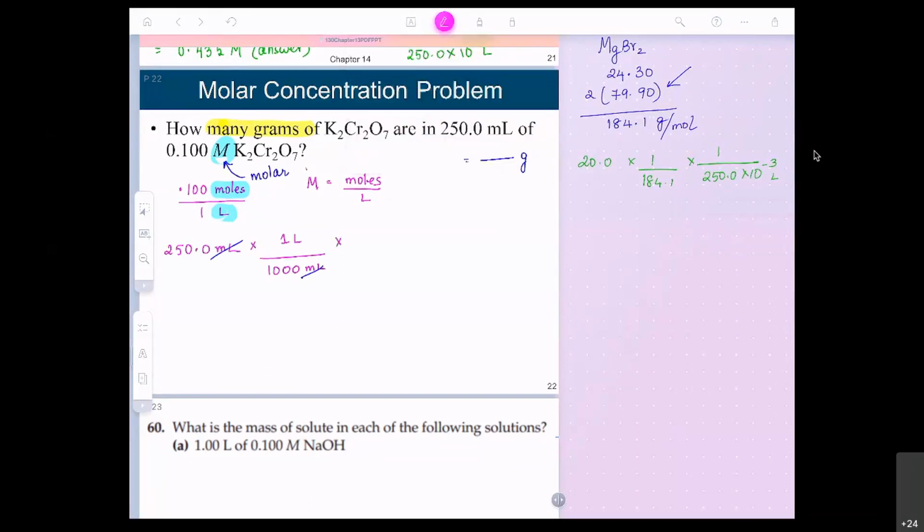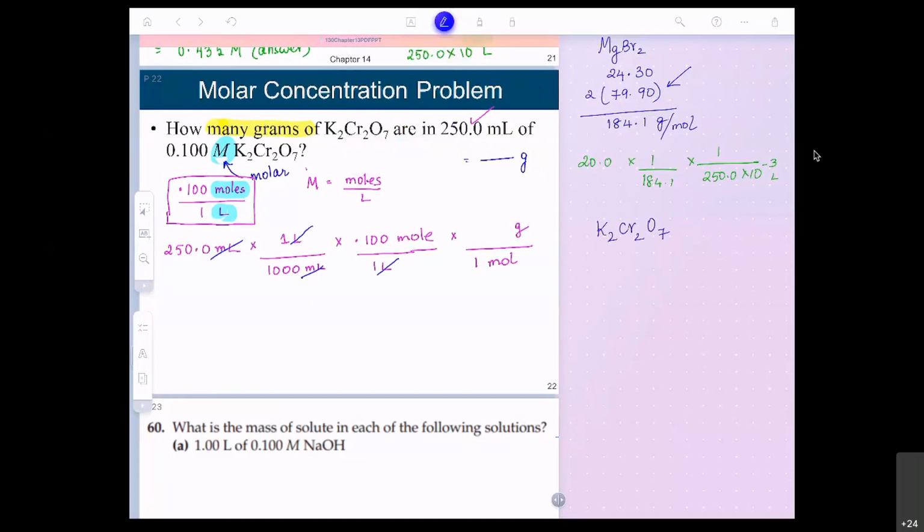So times, you still have another piece of data to use. We have already used this one. I decided to start with that, but you don't have to. You can start with 0.100. Now, I want to cancel the liters as well. So I need 1 liter on the bottom and 0.100 mole on the top. You know what I meant, right? So liter and liter get canceled. I don't want moles either because I want my final answer in grams. So 1 mole of potassium dichromate, you want to get the molar mass of that.